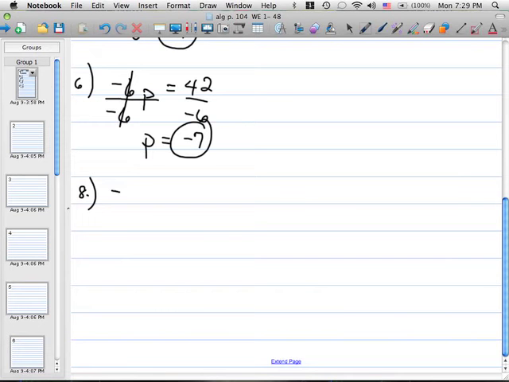Problem number 8, negative 9z equals negative 63. I'm going to solve for z. We're multiplying by negative 9. The opposite is to divide by negative 9. Those cancel out, leaving us the z, and negative divided by negative is positive 7.